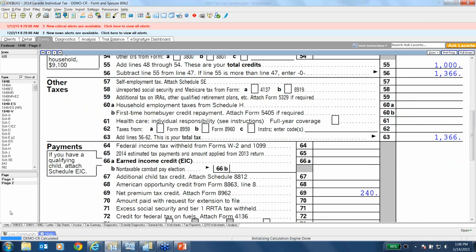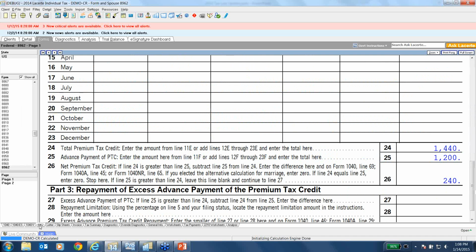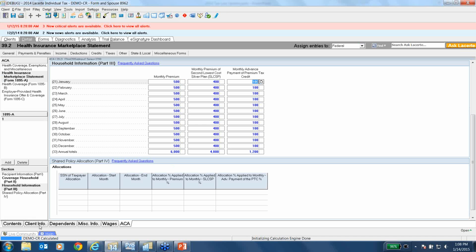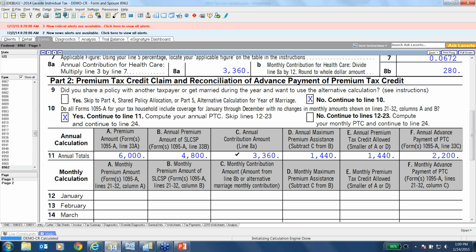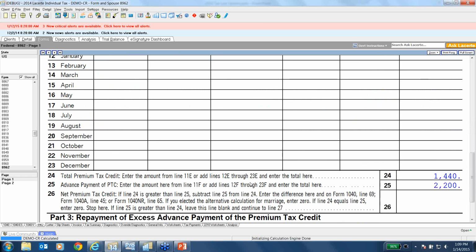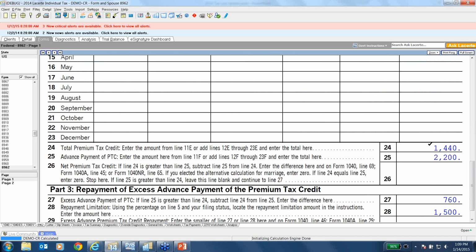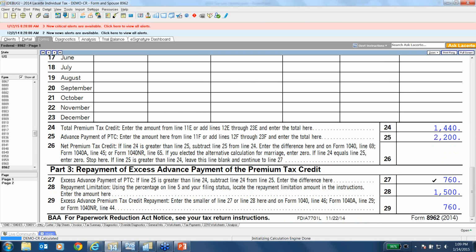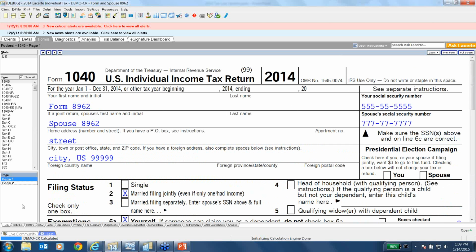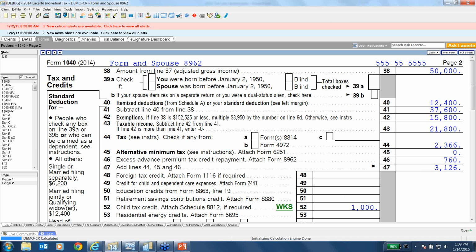We go over to the 1040, and there's my refundable credit, $240. If we go back to the 8962, we can reverse that scenario, and let's say it's $1,100 a month, and then $2,200 for the year. The numbers change around here. So we have advances of $2,200. Premium tax credit is $1,440. We need to pay back $760, and that's underneath the maximum of $1,500. So we go over to the 1040 again, and we'll notice that that $760 excess advance premium tax credit repayment gets added into our taxes.